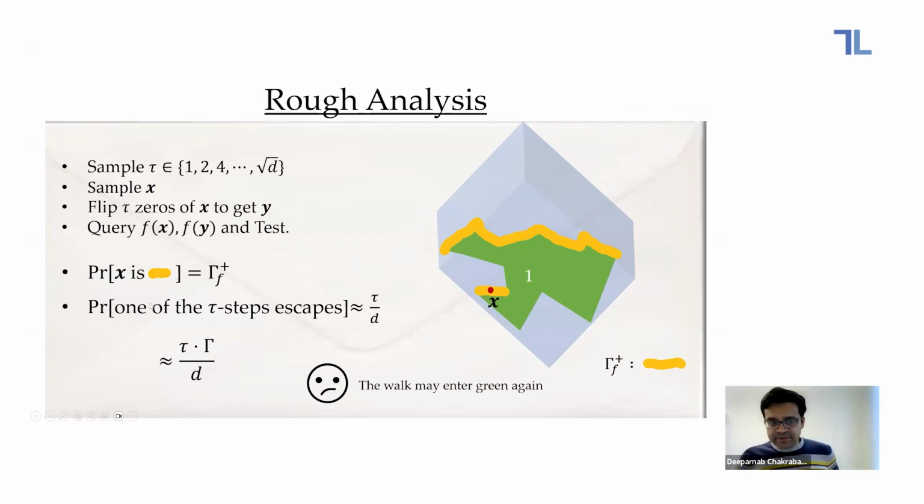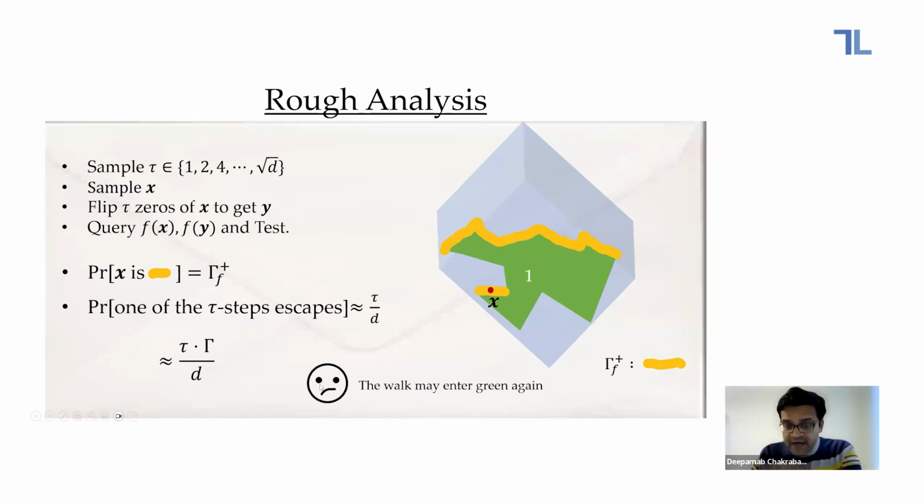So the good step, this probability here, is saying: what is the chance that one of these tau things is 13? That probability is roughly tau by d. And I'm going to think of it as taking that 13 step first, and the remaining tau minus 1 coordinates, which I have picked, I'm going to start from this vertex here and walk.